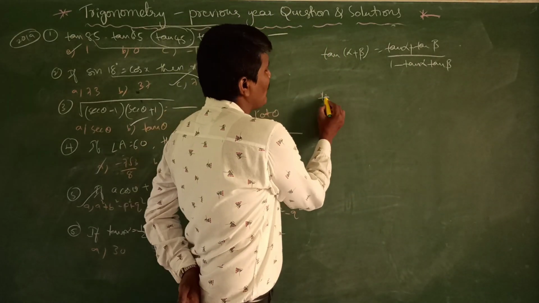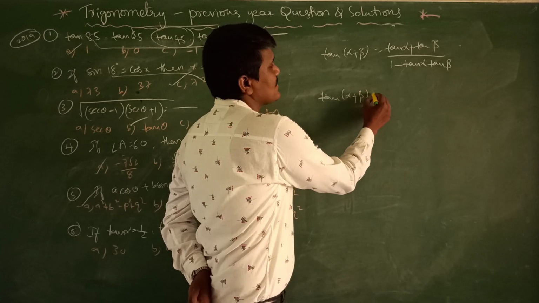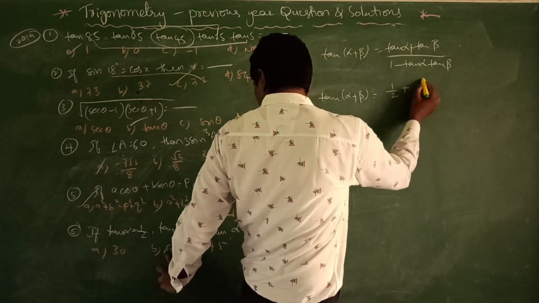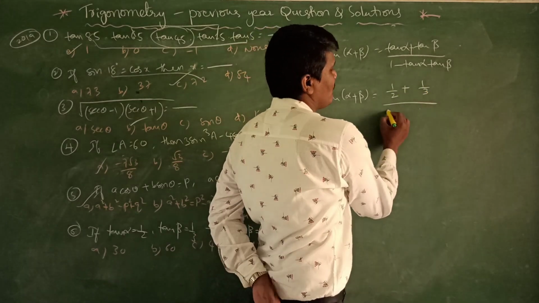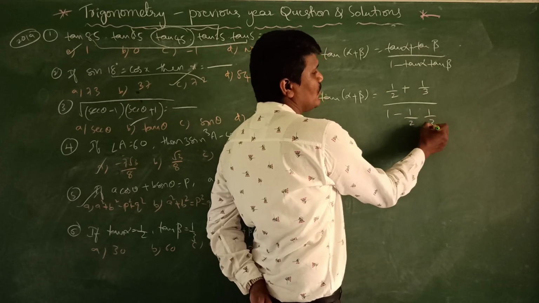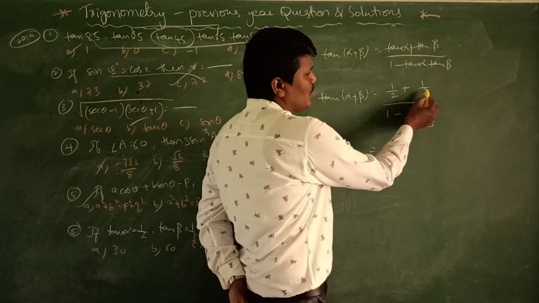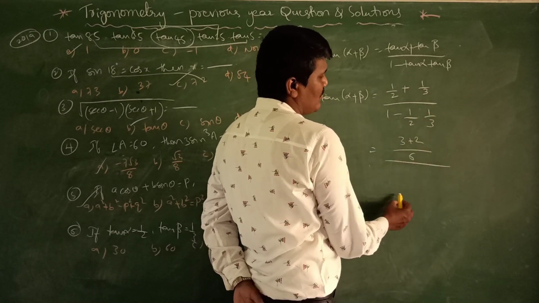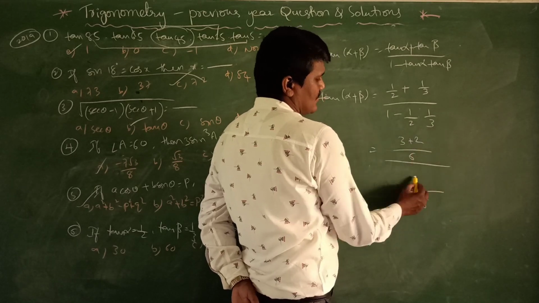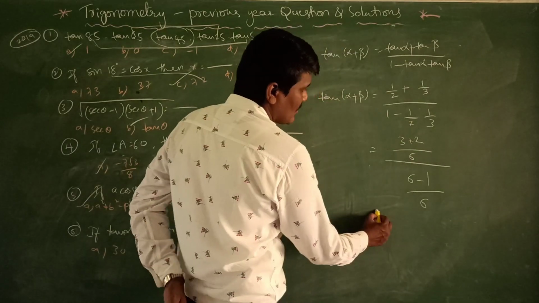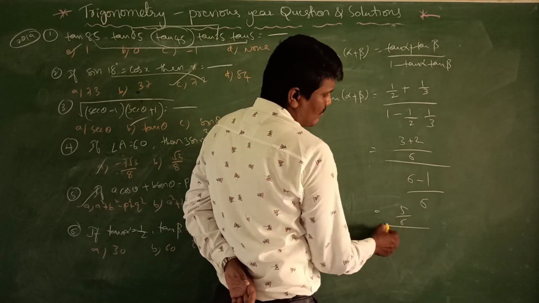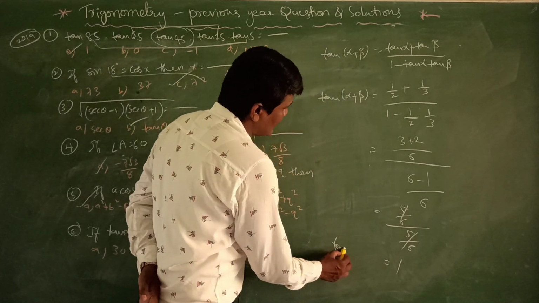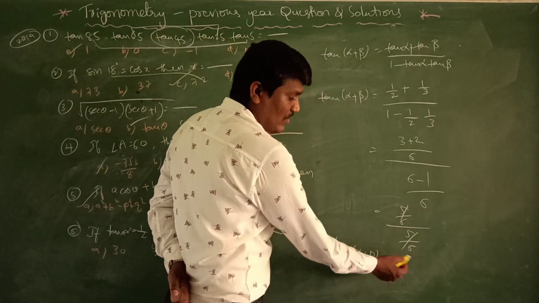So tan of alpha plus beta is equal to tan alpha is given as 1 by 2 and tan beta is given as 1 by 3, by 1 minus 1 by 2 into 1 by 3. So in the numerator take LCM as 6, then 3 plus 2, and in the denominator also take LCM as 6, then it is 6 minus 1. So it will be 5 by 6 by 5 by 6, both cancel, is equal to 1. So tan alpha plus beta is equal to 1.